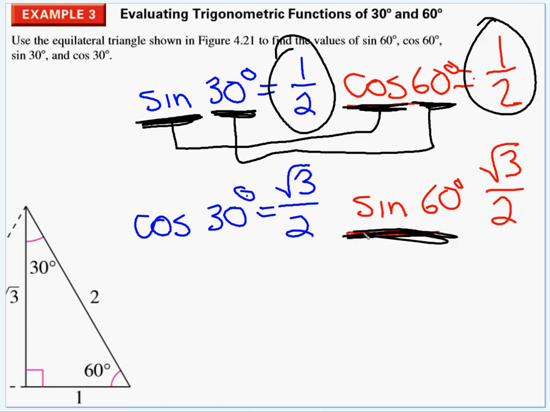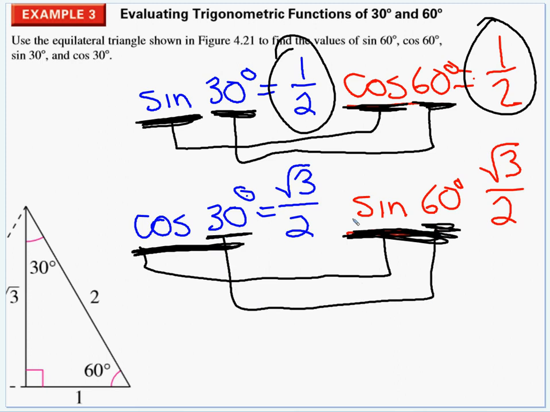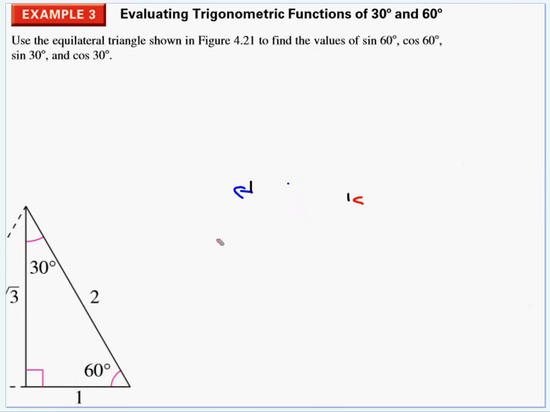Here's sine of 60, and its cofunction, cosine, of the complement angle. 30 is complementary with 60. Cofunctions of complements are equal. They're both equal to root 3 over 2.